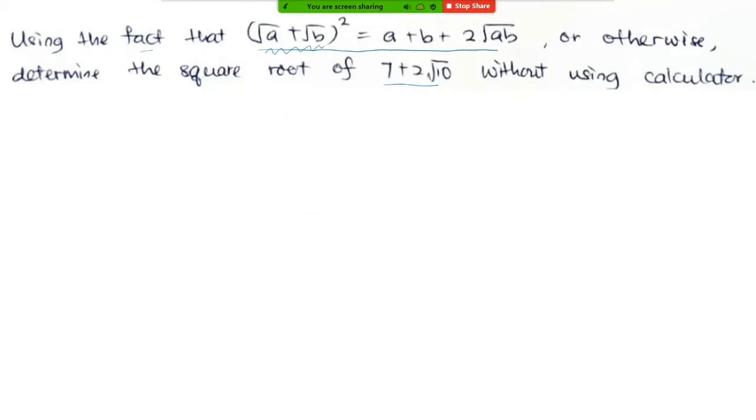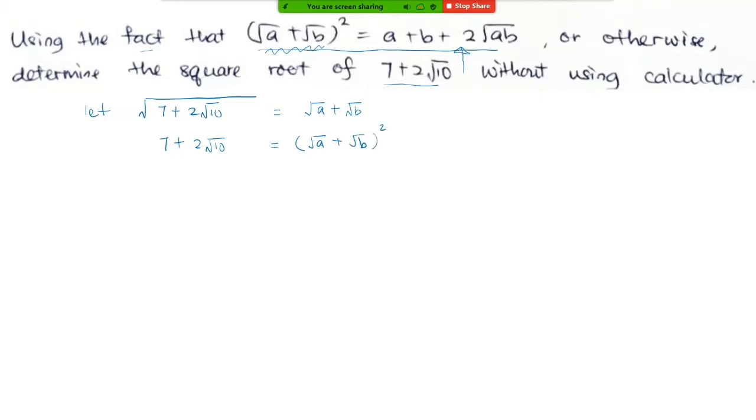Okay, so we have no choice but to make this in this form. So we need to find the square root. So we let the square root of 7 plus 2 root 10 be equivalent to root A plus root B, because I need to use this. And now if I square both sides, I will have 7 plus 2 root 10 equivalent to the square of root A plus root B.